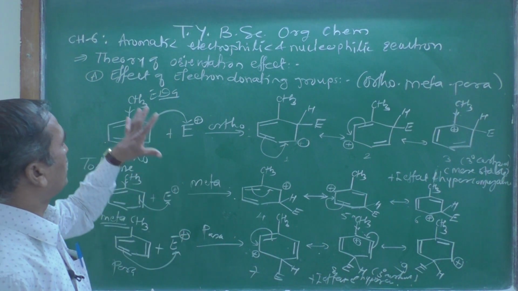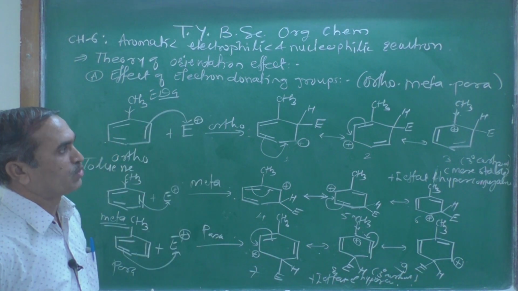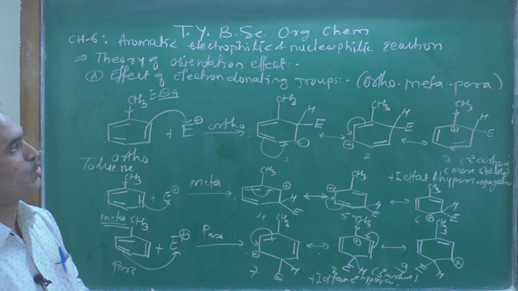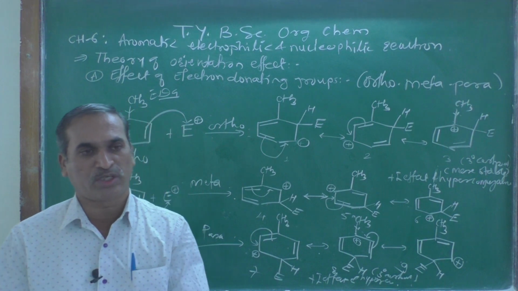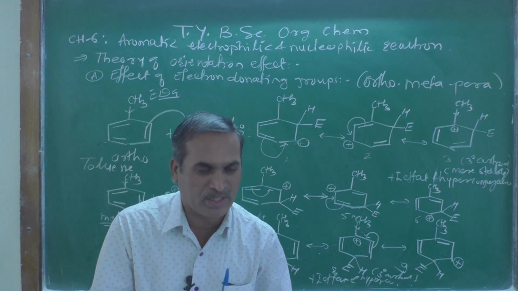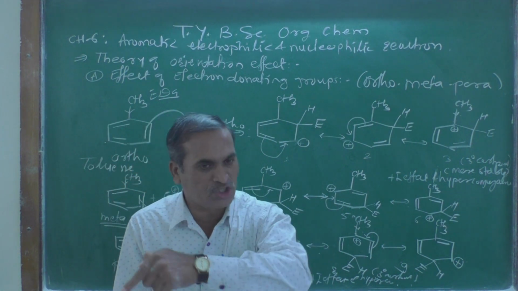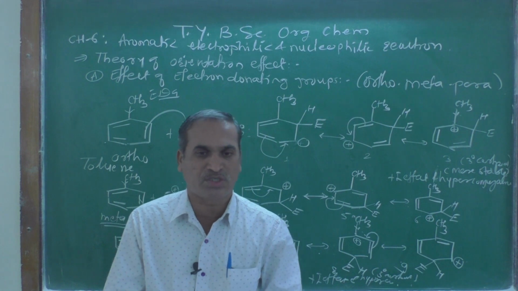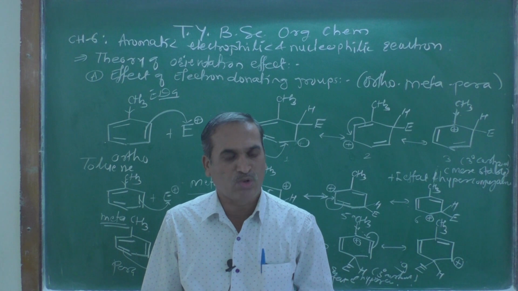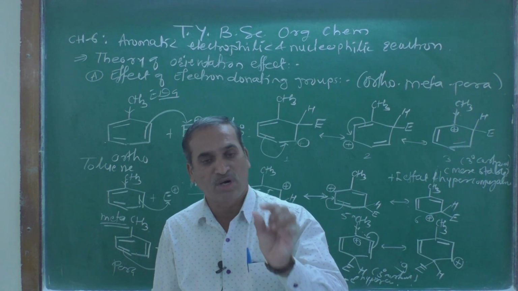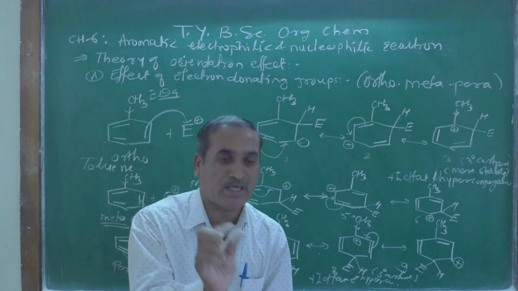So this is what we can call the effect of electron donating group. If an electron donating group is present on the aromatic ring, it activates all the positions of the ring. All the positions, as we know that there are 3 positions: number 1 ortho, second one meta, and third one para. All these 3 positions get activated.